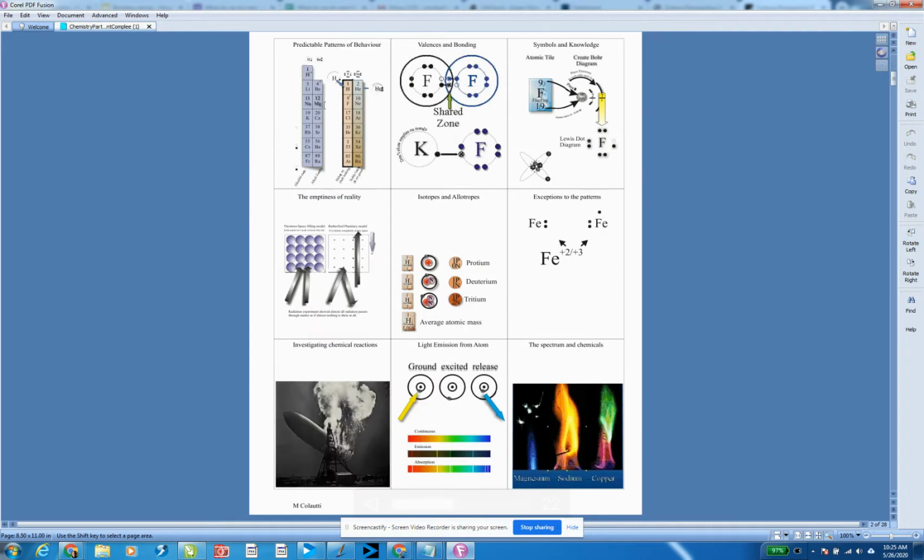I have done this, the four families, 1, 2, 7, 8. We've done shared and donation bonding. That's why I made this stuff. And we've done creating a Lewis dot diagram from an atomic tile. There was a little history along the way involving the two models of the atom. And there's an exception to these rules here. That is it. That's the entire amount we've done.